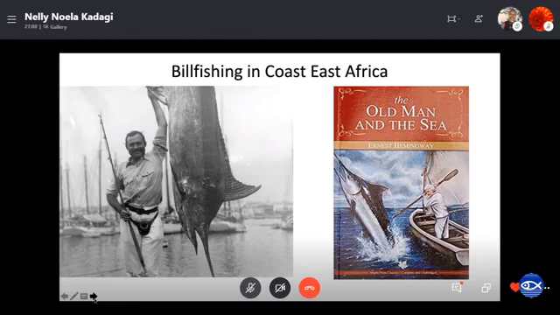And for those who read, you might have come across one of the American writers who wrote The Old Man and the Sea. His name is Ernest Hemingway. In his books, he talks about him fishing for billfish or large game fish species across the east coast of Africa. And one of those was a marlin, of course, which has made coastal East Africa one of the hotspot bill fishing destinations in the world.